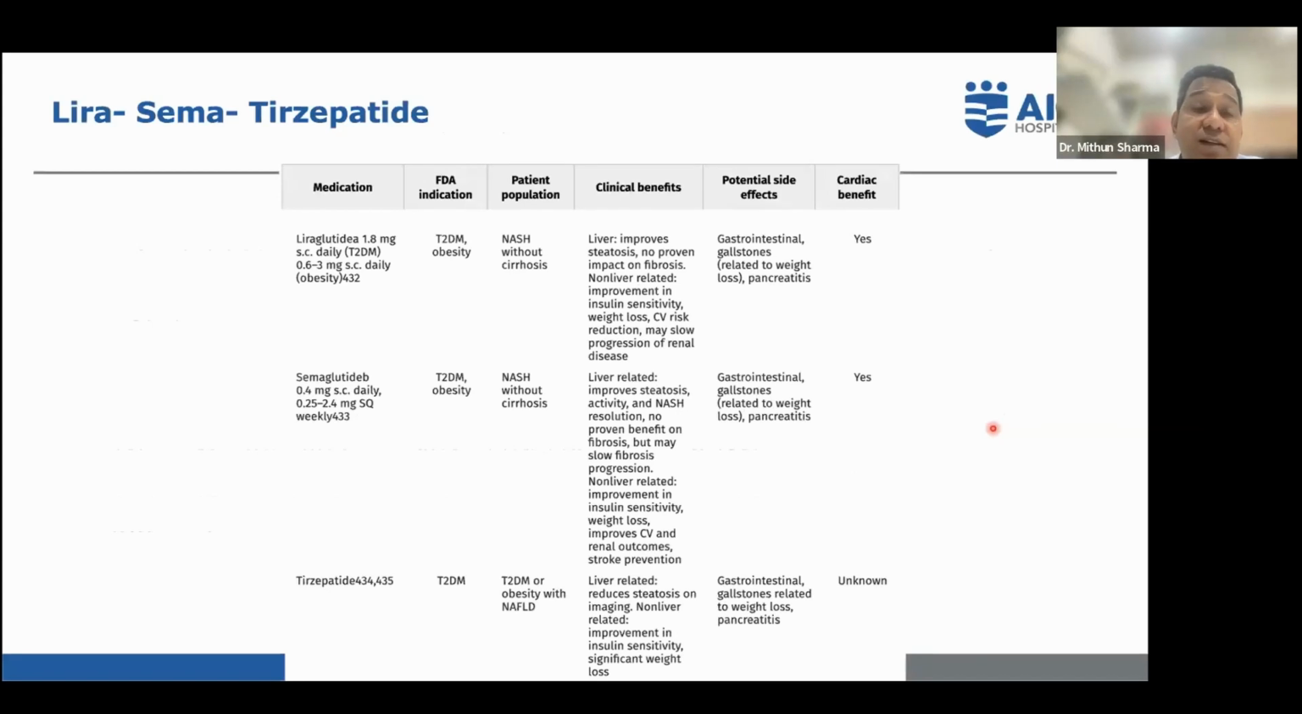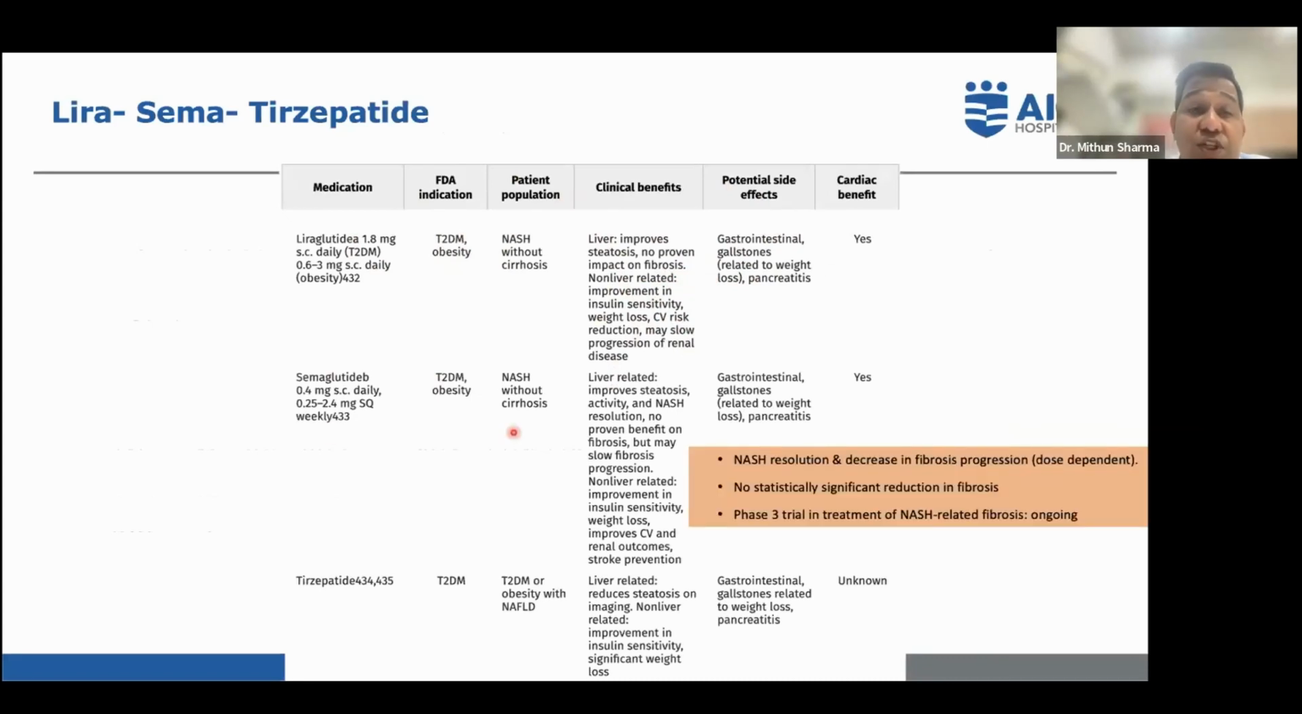Coming to the newer drugs that people are using, liraglutide is a drug which is US FDA approved for type 2 diabetes with obesity. Because these patients have diabetes and obesity, they can lose weight, which translates into improving steatosis, but again, no benefit on fibrosis. Coming to semaglutide, which is a drug very much in use now, either the injectable one, again approved for diabetes and obesity, it is shown to improve steatosis with no proven benefit of NASH on fibrosis.